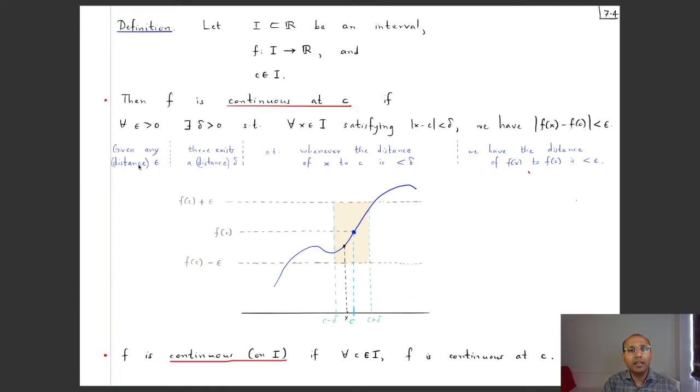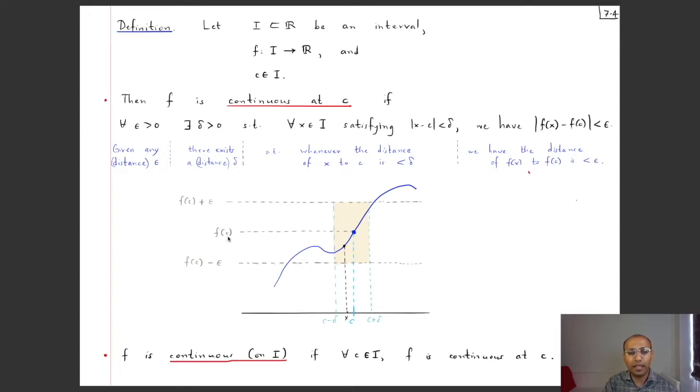So given any distance level epsilon, here is c and here is f of c. Now I am being challenged that f of x stays close to f of c within the distance of epsilon. So what does that mean? That means that if I look at f of c and I add to it epsilon, on the vertical line f of c plus epsilon is somewhere over here, and all of these points on the vertical line have their distance to f of c less than epsilon.